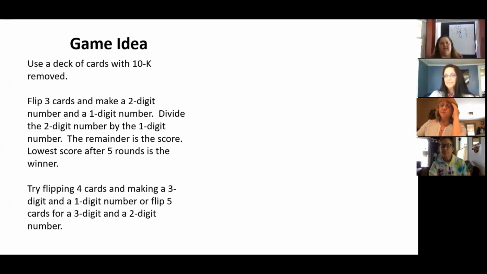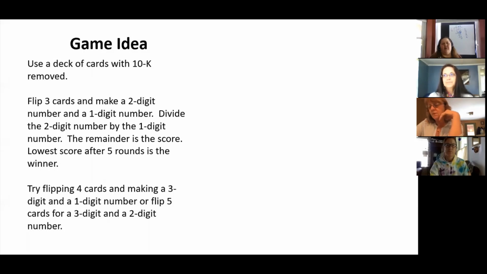When you think about that, students are doing much more than the one division problem. They're actually doing a lot of computation in their head. They're trying out different numbers. They're trying out different division problems to see what the remainder would be.